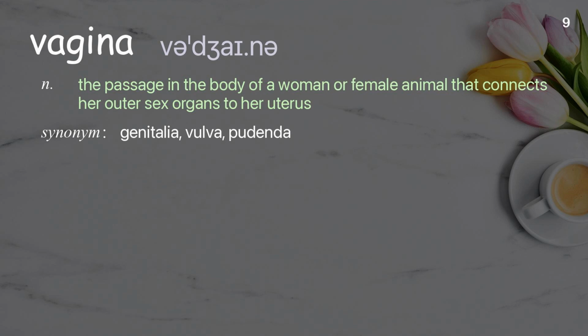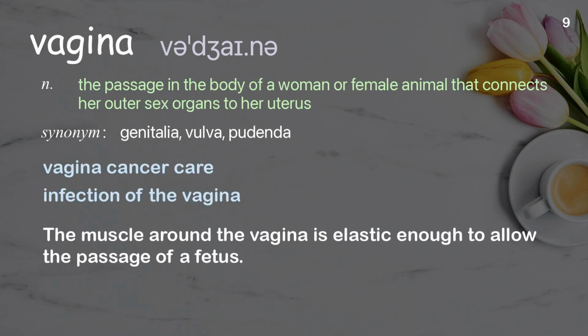Vagina. The passage in the body of a woman or female animal that connects her outer sex organs to her uterus. Examples: Vagina cancer care. Infection of the vagina. The muscle around the vagina is elastic enough to allow the passage of a fetus.